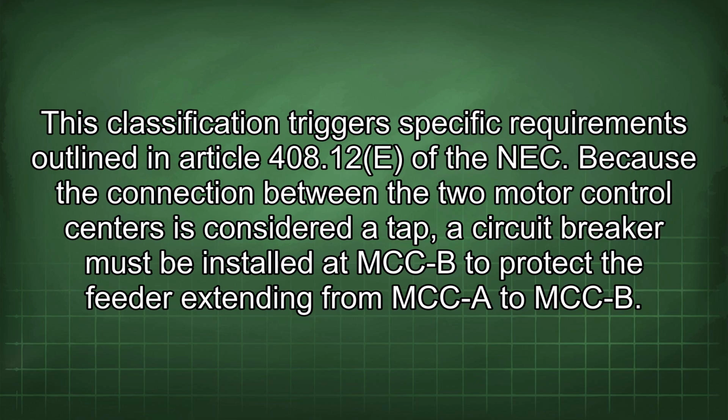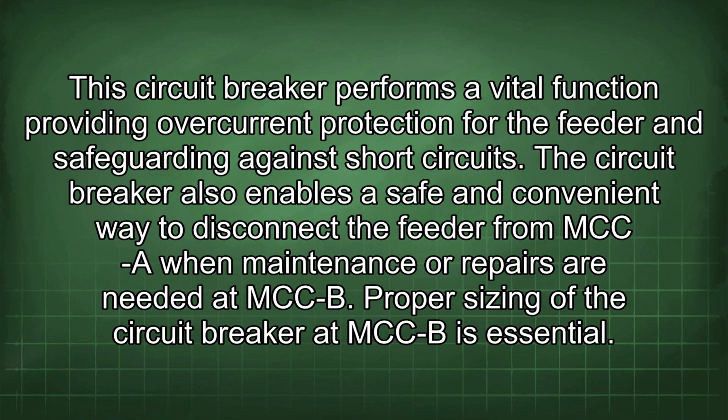Because the connection between the two motor control centers is considered a tap, a circuit breaker must be installed at MCC-B to protect the feeder extending from MCC-A to MCC-B. This circuit breaker performs a vital function, providing overcurrent protection for the feeder and safeguarding against short circuits. The circuit breaker also enables a safe and convenient way to disconnect the feeder from MCC-A when maintenance or repairs are needed at MCC-B. Proper sizing of the circuit breaker at MCC-B is essential.